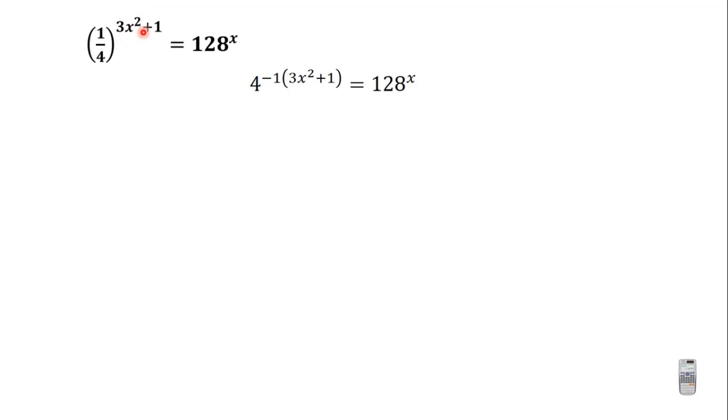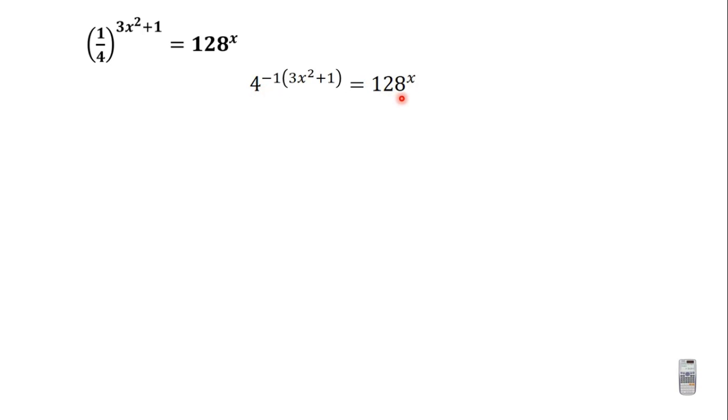Now this exponent is a binomial. Since we have negative 1 multiplying it, you are going to put the binomial in a bracket. So you have 4 exponent minus 1 into brackets 3x squared plus 1 is equal to 128 exponent x. The main goal here is to make sure that the term on the left hand side and the term on the right hand side have the same base. The term on the left hand side has a base of 4.